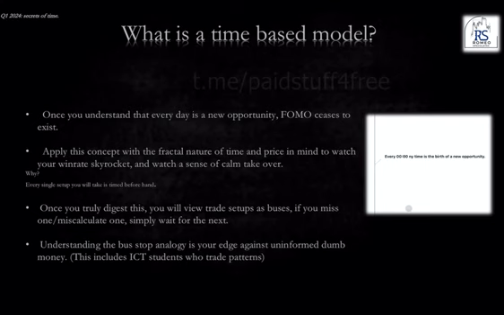To relax, mark your levels, get a cup of coffee. If it hits the level, fine. If it doesn't, study why.